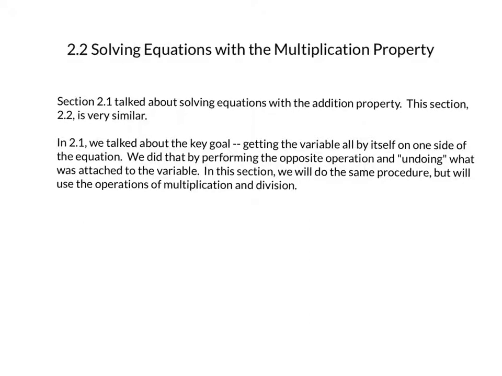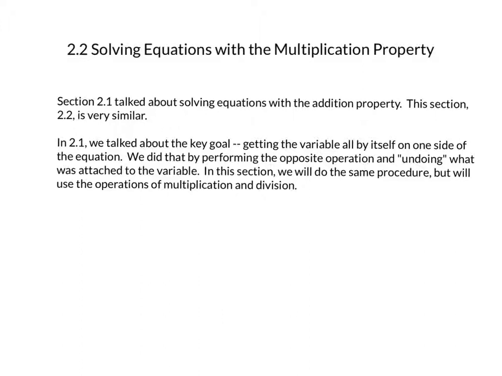2.2. Solving equations with the multiplication property. Section 2.1 talked about solving equations with the addition property. This section, 2.2, is very similar. In 2.1, we talked about the key goal, getting the variable all by itself on one side of the equation. We did that by performing the opposite operation and undoing what was attached to the variable. In this section, we will do the same procedure, but we'll use the operations of multiplication and division.